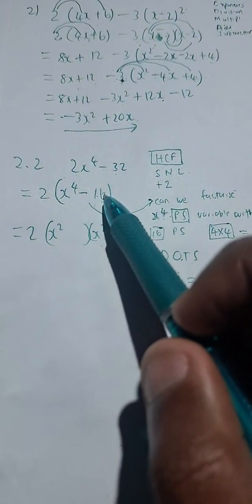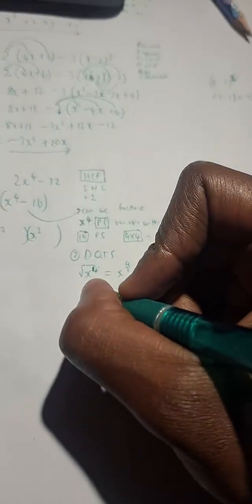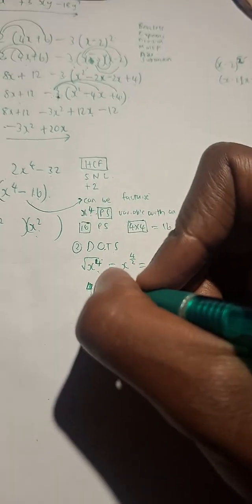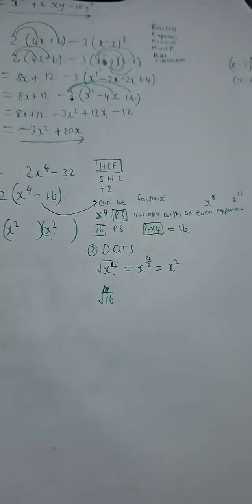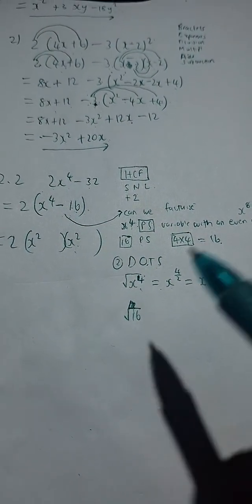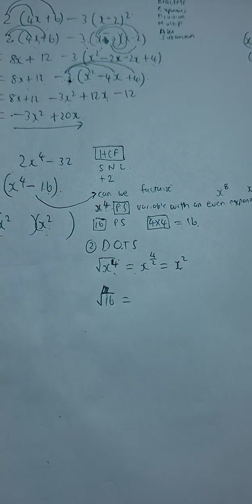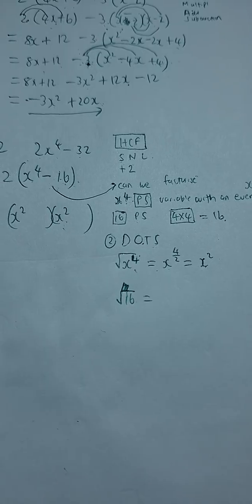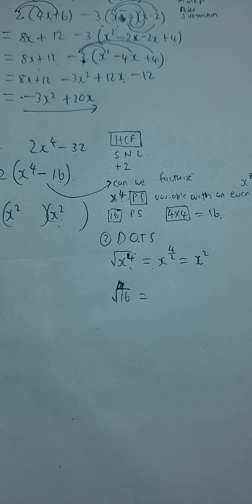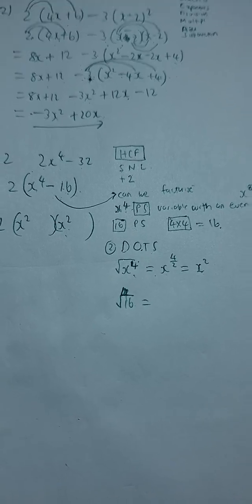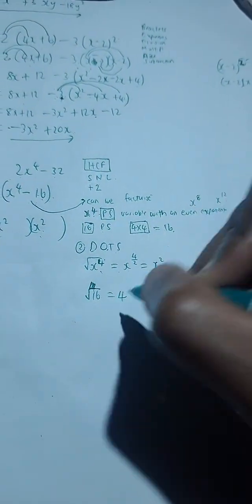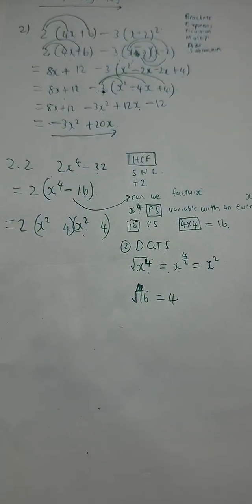Then I'm going to go to this second perfect square. Do the same thing. What is the square root of 16? Square root of 16 is equal to what, guys? I'm sure you know what the square root of 16 is. Yes, it is 4. So now I write 4 and 4.